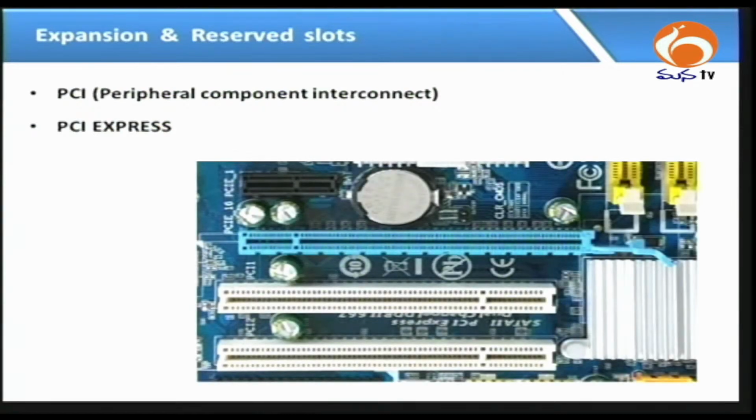On the screen you can identify 2 types of slots. These white color slots are generally called PCI slots, and the blue color slot is generally called PCI Express. These are the expansion or reserve slots, one of the components of the motherboard.